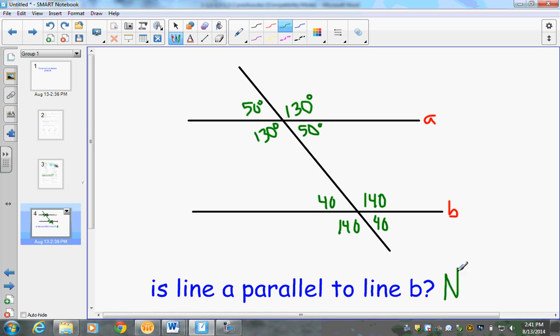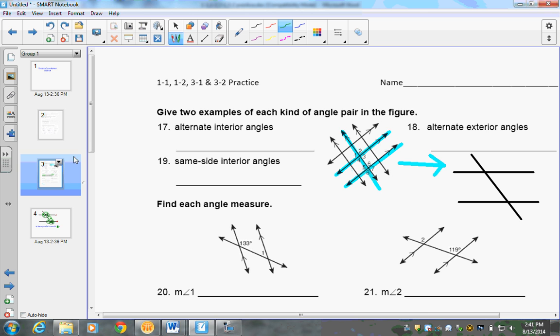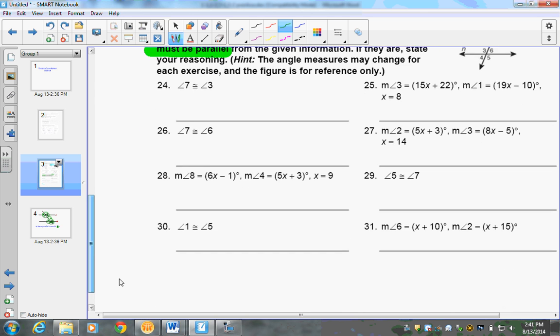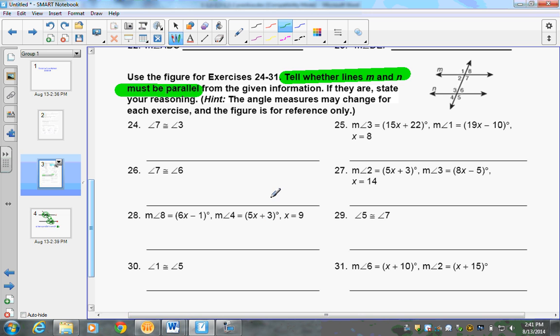Now the answer is a big no. The reason it's a big no is because this set of angles is not the same as this set of angles here. That's kind of where we're going with these questions. So let's go back to it here. That's what we're looking at.